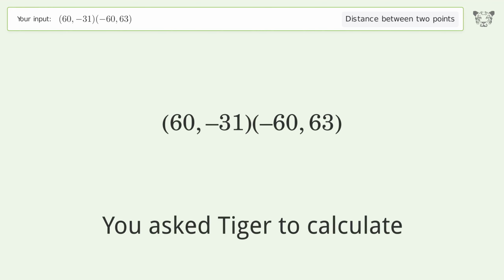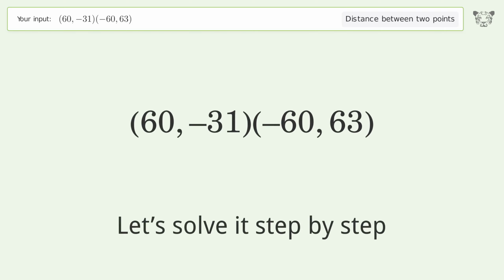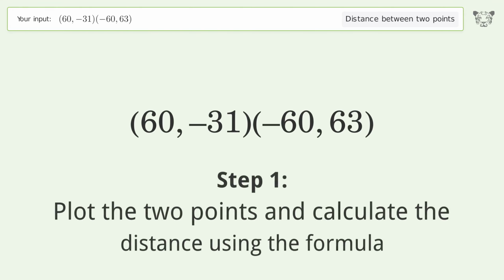You ask Tiger to calculate. This deals with the distance between 2 points. The distance between the 2 points is the square root of 23,236, or 152.434. Let's solve it step by step. Plot the 2 points and calculate the distance using the formula.